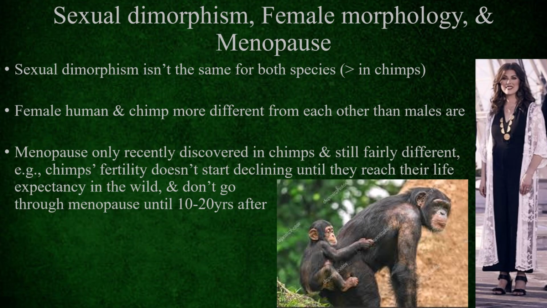And then when it comes to menopause, this has only been recently discovered in chimps, like within the last few decades, and it's still fairly different from that of women. For example, chimps' fertility does not start declining until they reach their life expectancy out in the wild, and they don't go through menopause until like 10 to 20 years after that, meaning chimps die. The only reason chimps go through menopause is because they surpass their life expectancy. That is not even close in the case of women.